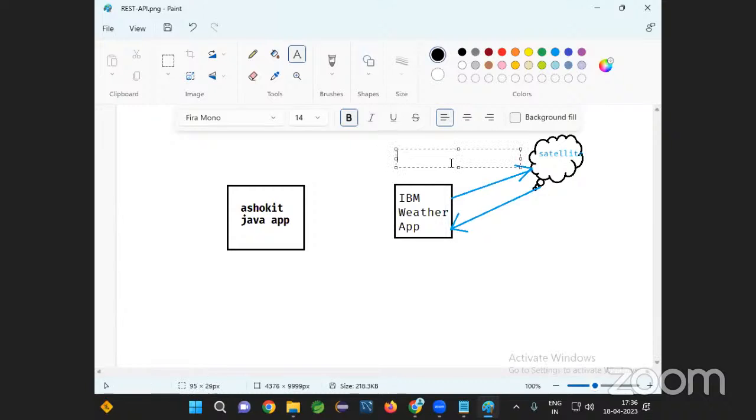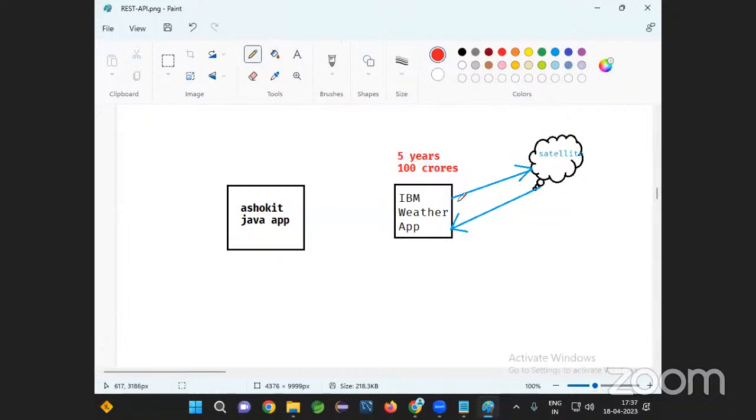These people spent 5 years to develop this project. They spent almost 100 crores for that. Finally, they got success. They are able to communicate with the satellite by using their application. We don't know what technology they have used. We don't know what logic they have implemented. If I go and ask IBM people what technology they used, what is the logic, could you please tell me, will they tell me that? Why?